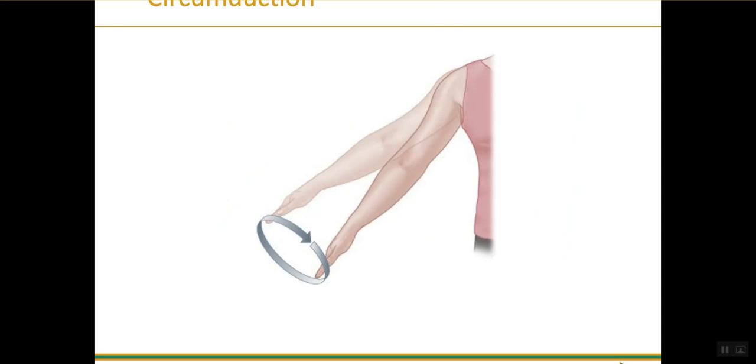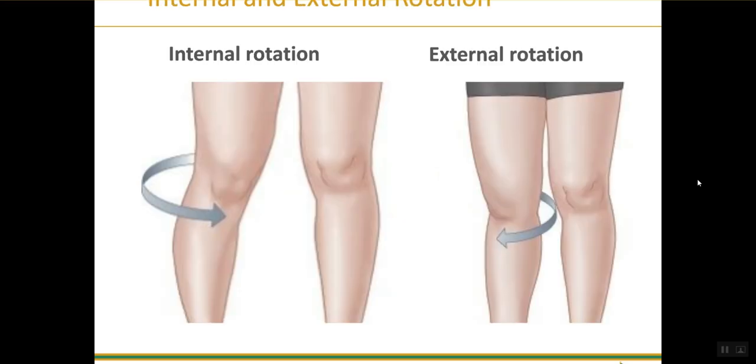Circumduction. Circumduction is when the distal end, okay, the end furthest from the joint of the arm or the leg, moves in a circle. Okay, so circum, you can think of that word, circum, moves in a circle.